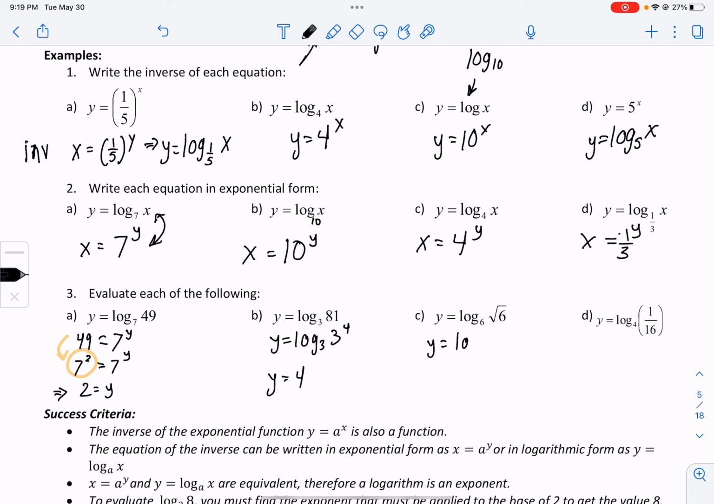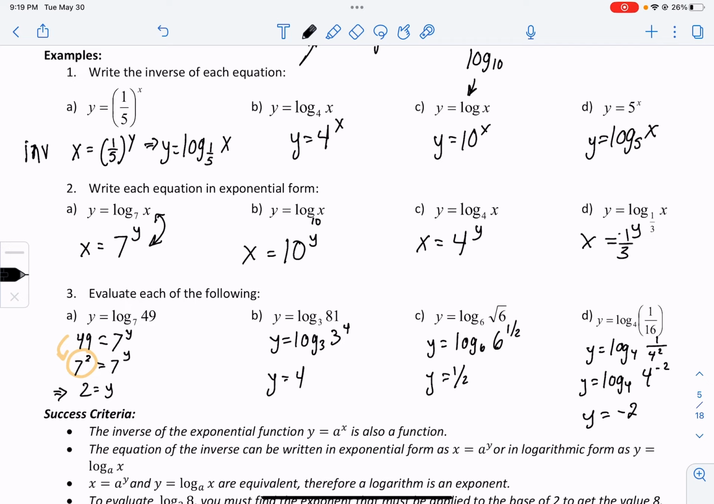So here we can rewrite the square root as a 1/2 exponent. What exponent do we have to put on 6 to get 6 to the half? It would be a half. Same thing here. What exponent do we have to put on 4 to get 1/16? Maybe this one isn't as clear. So let's rewrite 1/16 as 1/4 squared. Now maybe this is a little bit more clear. It's 4 to the -2, and so y is -2.